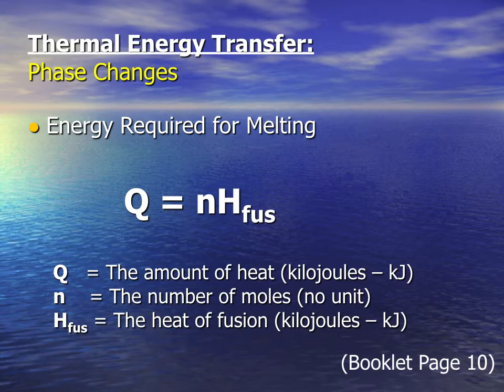Okay, moving along. The energy required for melting, we use this equation here where Q equals the amount of heat in kilojoules, n equals the number of moles, and H with the little fus, or fusion, is the heat of fusion on the bottom there. That's a number that we'll get, and we can manipulate this to figure things out as well. Again, don't worry if you're just like, what is this? That's okay. When we do a couple practice questions, you'll be just fine. This equation is in your notes, and you'll be able to use it.